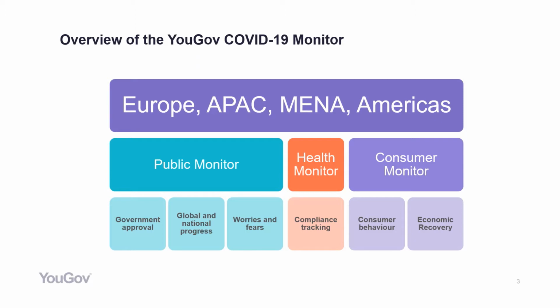We also have the health monitor, which is looking at compliance tracking and how different people are responding to different health measures when it comes to coronavirus. So wearing face masks, washing your hands, avoiding crowded areas, and so on. Again, all of this data is also for free, not on our website, but through GitHub. And we have a few academics who are using it to better inform what they're doing during the COVID-19 pandemic.